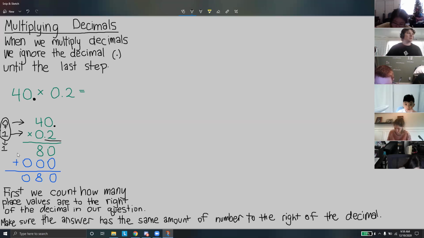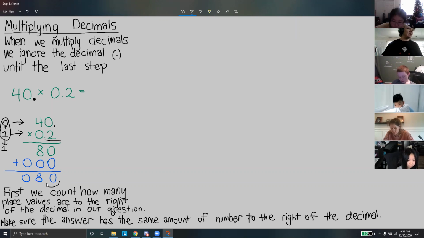So you guys see, in our question we multiplied 40 times 0.2 and we found a total of 1 number to the right of the decimal. And so we want to make sure that our answer also has only 1 number to the right of the decimal. If our answer is 080, I'm going to start at the right and count in 1 time, because I want to make sure that my answer only has 1 digit to the right of the decimal. So I'm going to put the decimal right here, and that makes it so there's only 1 number to the right of the decimal.